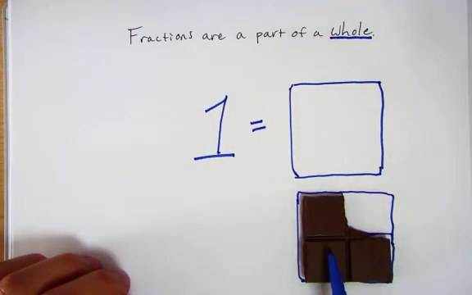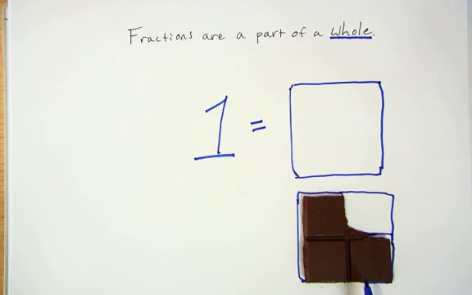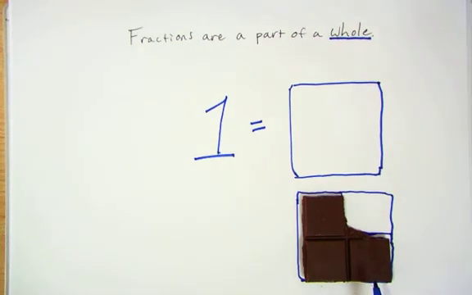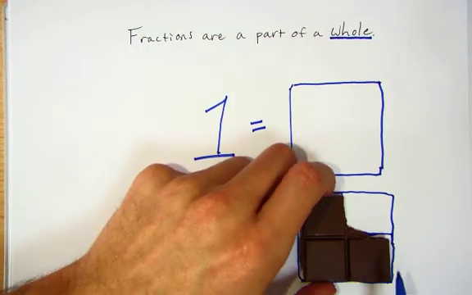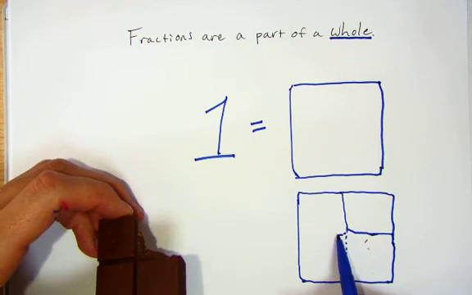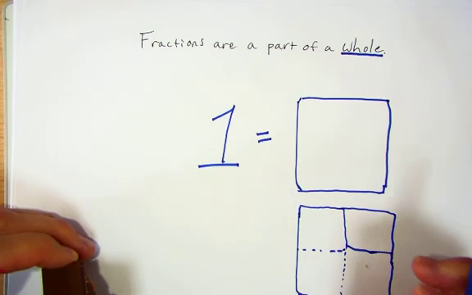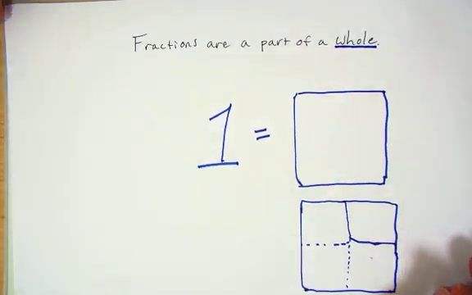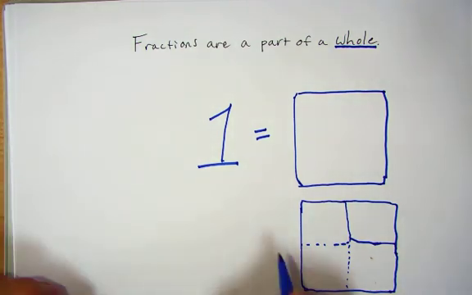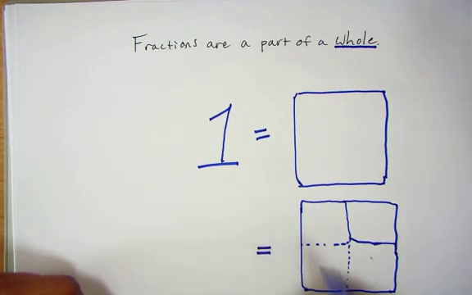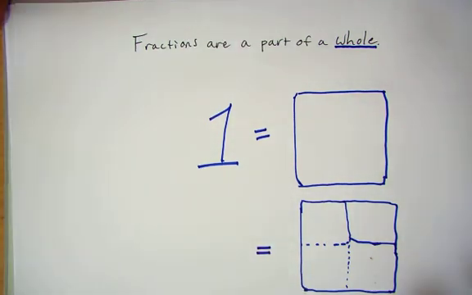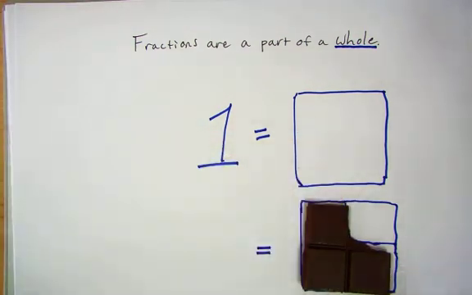You see those little creases? Maybe you can see them. Let me give it a little more light. Okay, so I'm going to draw these little creases. Okay. So now, what do I have? Or how much of the chocolate bar do I have? It's no longer one whole chocolate bar.